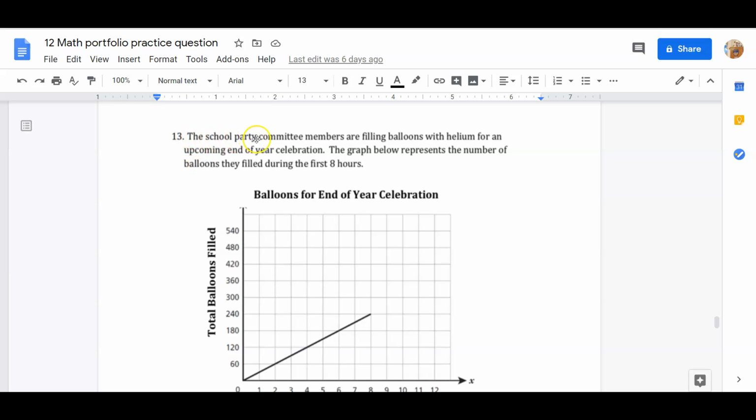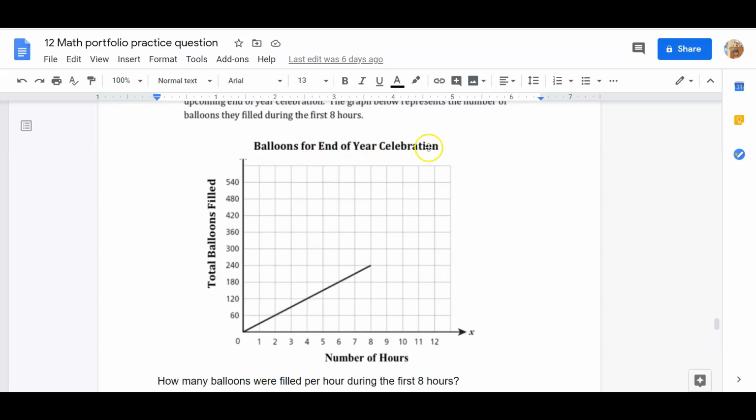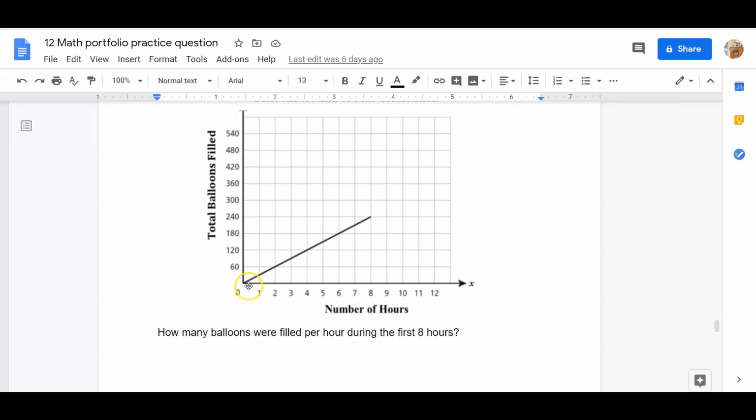Okay. So it says the school party committee members are filling balloons with helium for an upcoming end of year celebration. The graph below represents the number of balloons they filled during the first 8 hours. As you can see, there's a graph. It reads that there are balloons for the end of year celebration. The y-axis going up and down looks like a scale that goes up by 60 for each line, and that represents the total balloons filled. So that's the y-axis. On the x-axis, we have the number of hours, and it looks like it's increasing by 1.